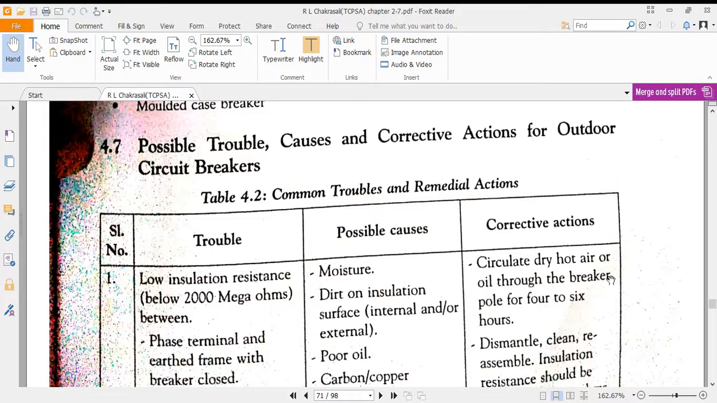Suppose in our house, the bulb is not glowing after the switch is made on. So the trouble is that the bulb is not glowing. Now let us look at the possible causes. Maybe there is no power, electricity is off, first cause. Second cause, maybe the bulb is fused.